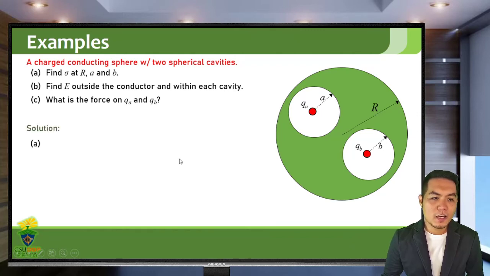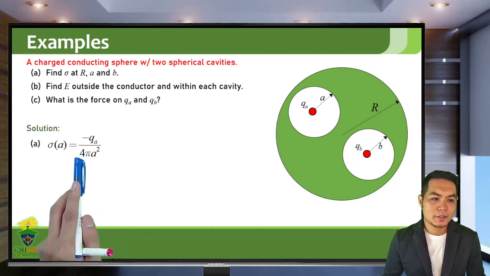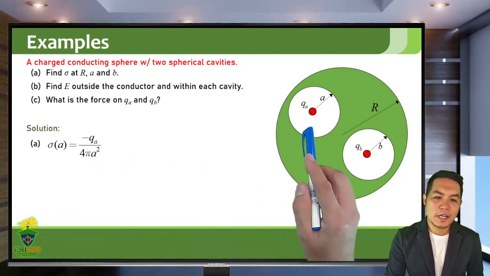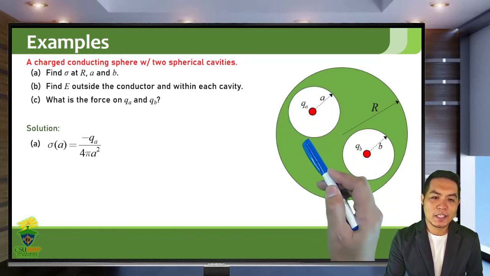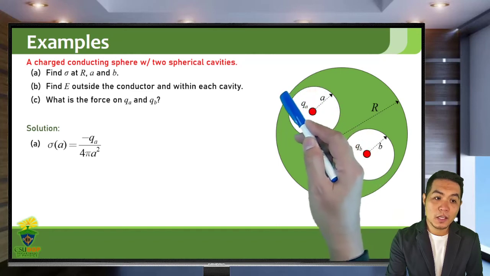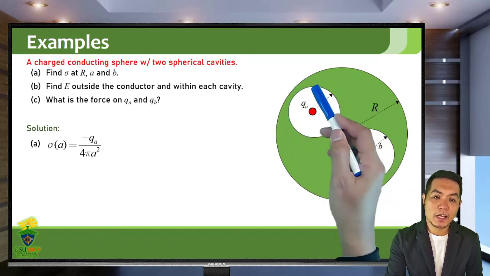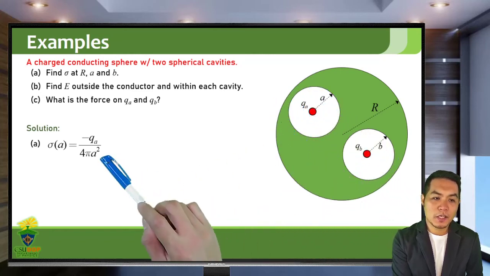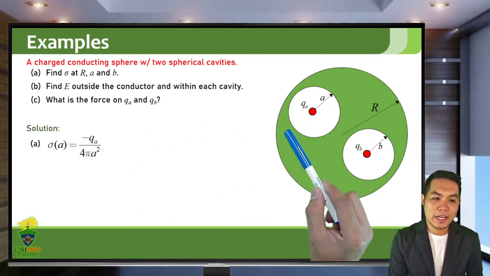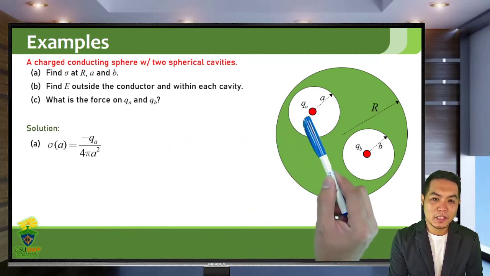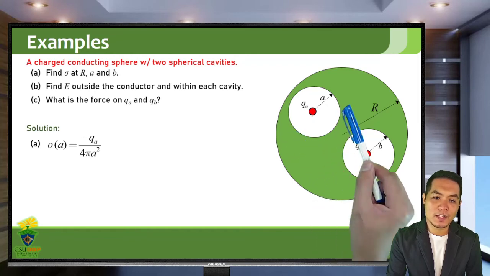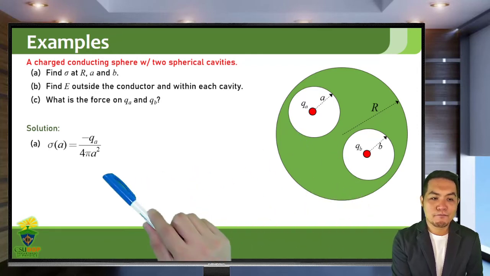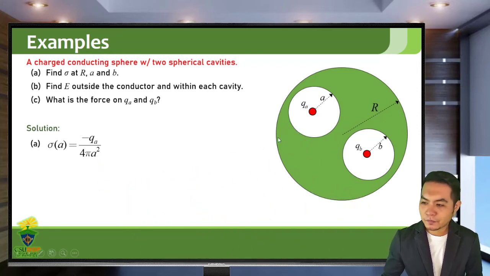So for the first problem, at A, or at the first cavity, the surface charge density on this surface is just the total charge over the total surface area. There will be a negative QA induced charge on this surface, since this is a positive charge, and the total surface area is 4 pi a squared.